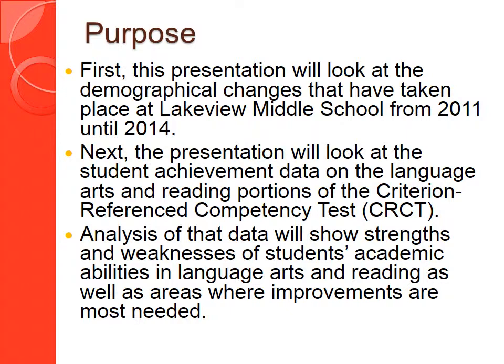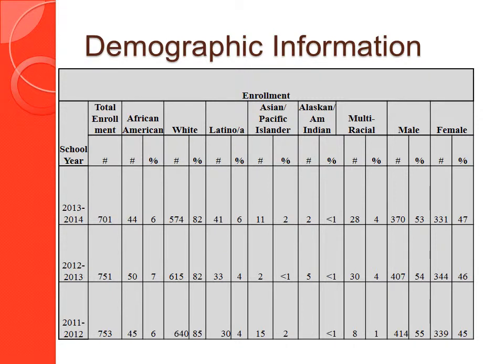Keep in mind when we look at this data, the CRCT is generally given toward the end of April or early May. Once we look at this data, we're also going to analyze it so that we can see strengths as well as weaknesses in language arts and reading, and hopefully find some areas of improvement that are most needed. The first table that you're going to see here is the demographic information.